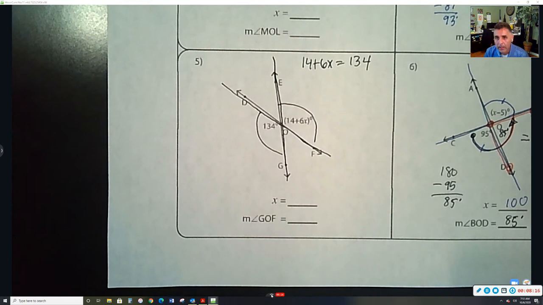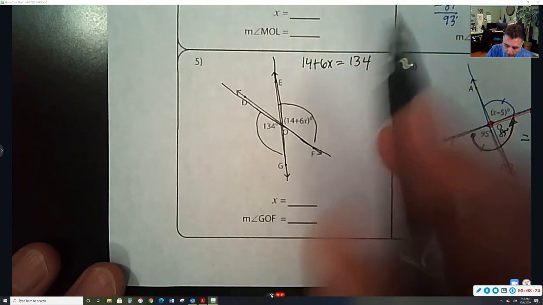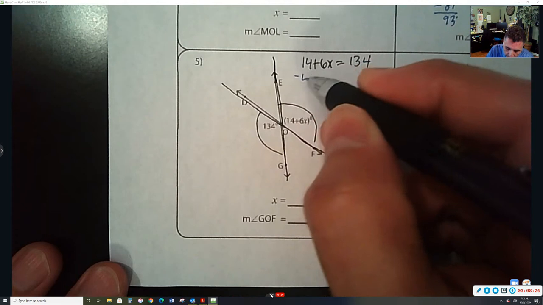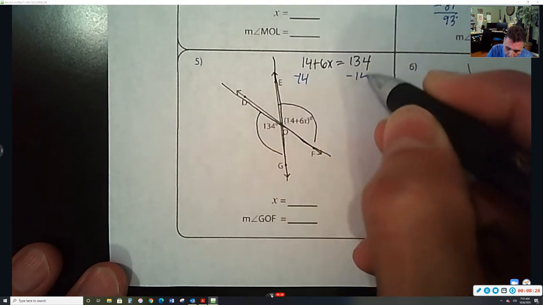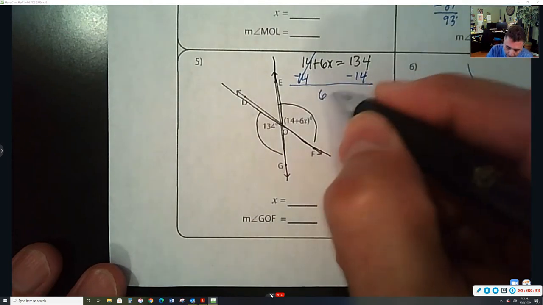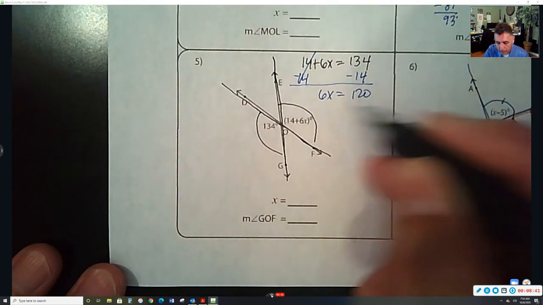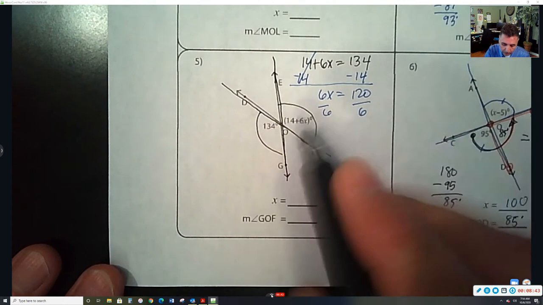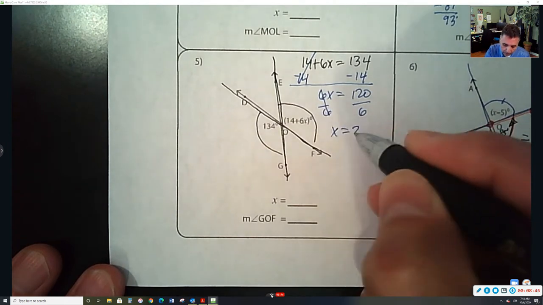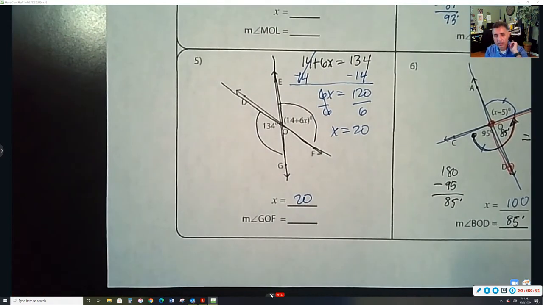Okay? And then the part is, well, let's do some algebra to solve this. Okay, I want to get x by itself. So that means I need to get rid of the 14 first. So I'm going to subtract 14 from both sides. Because 14 take away 14 is 0. And then 134 minus 14, I believe is 120. Divide both sides by 6. Then you have x equals 20. So that is our value of x.